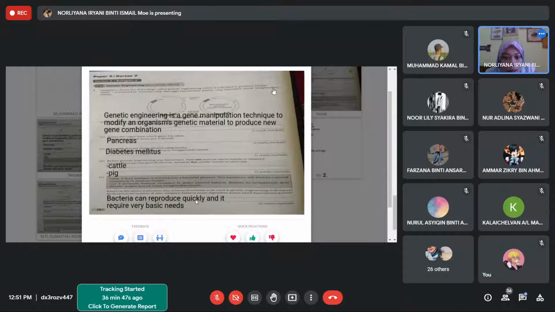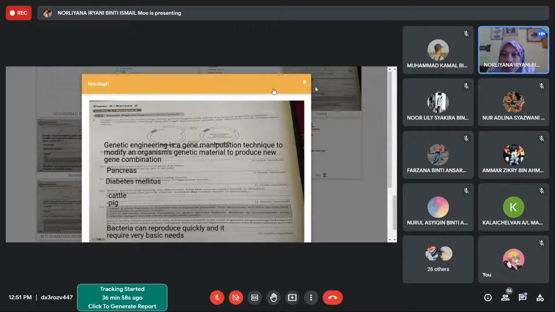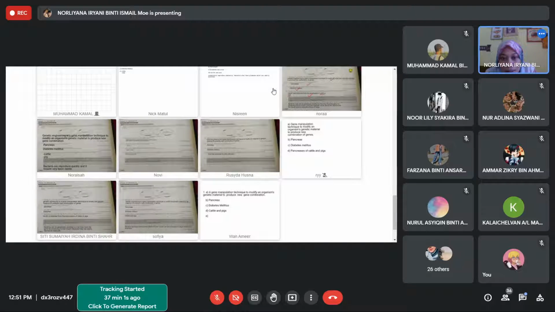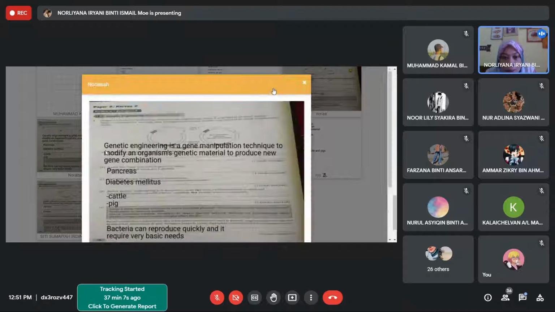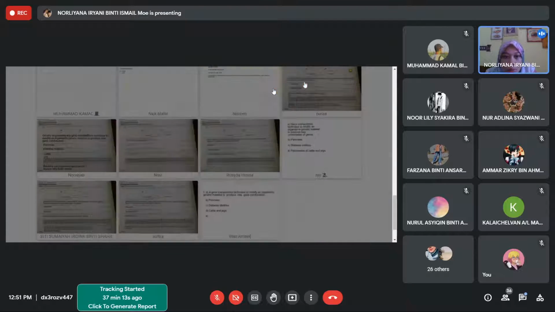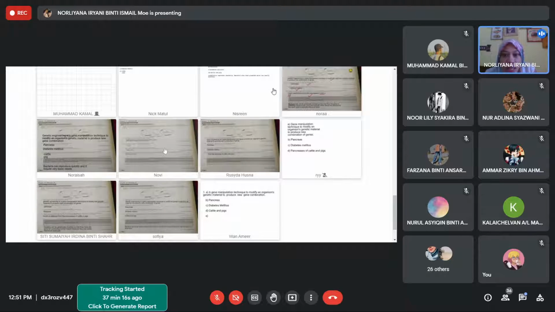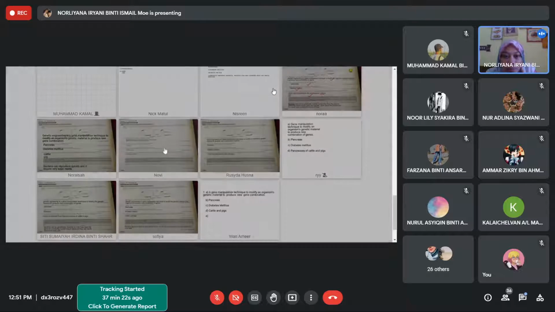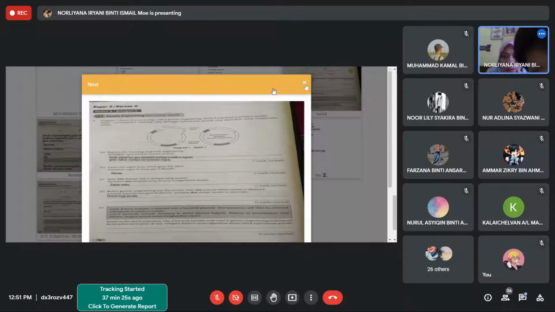Aisyah: bacteria can reproduce quickly, require basic need. You get 1 mark only, Aisyah. The first part is correct. The other one you have to write: it contains plasmid that can be easily modified. We can modify it and insert it back into the bacteria's body. Nick doesn't have it. Rushda doesn't have it either.